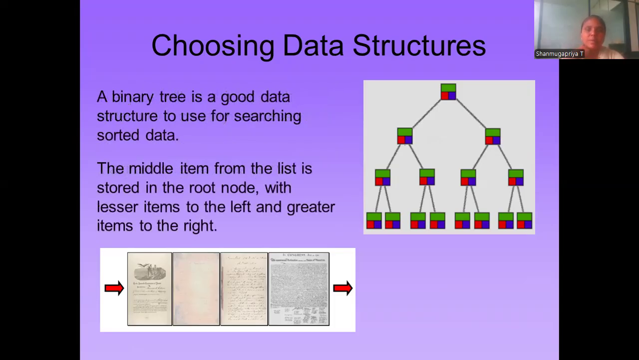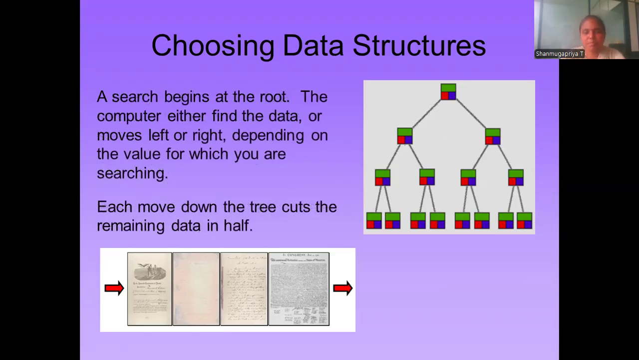A binary tree is a good data structure to use for searching stored data. Binary search is most closely related to the binary search tree. So for the best searching operations, we need binary trees. The middle item from the list is stored in the root node, and all the values less than the root node are present in the left side of the tree. All the values greater than the root node are present in the right subtree.